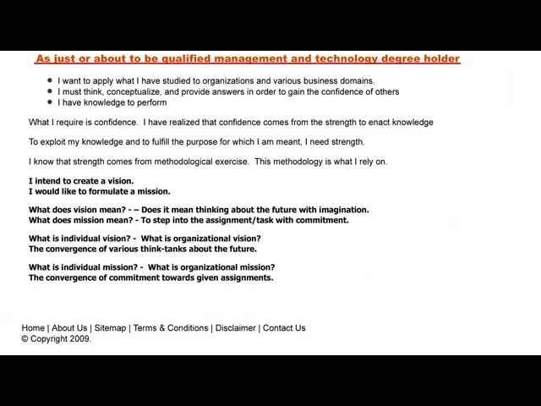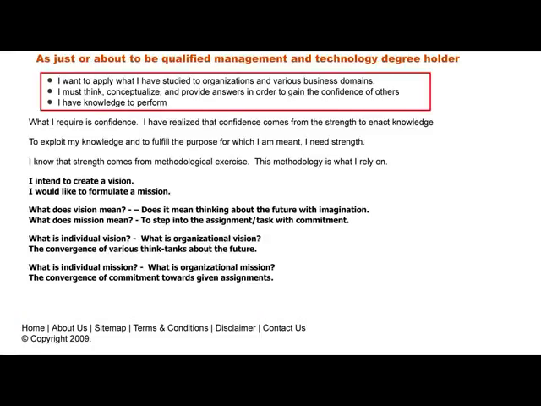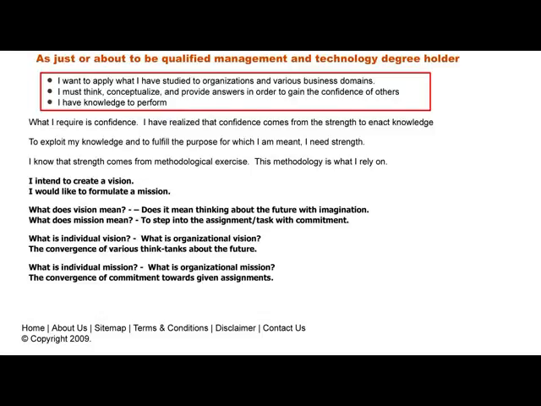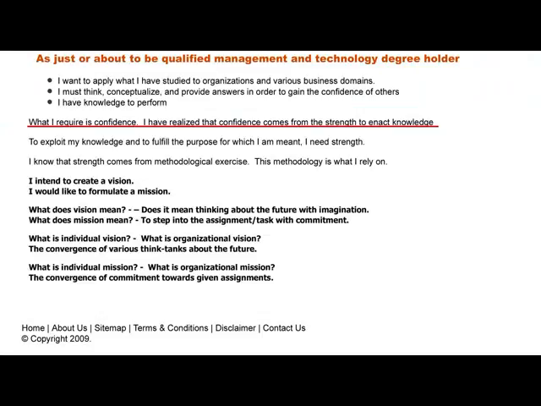I am about to be qualified as a management or a technology degree holder. That means I want to apply whatever I have studied to organizations and to various business domains. I want to think, conceptualize and provide answers in order to gain the confidence of others. I have knowledge to perform. What I require is confidence.